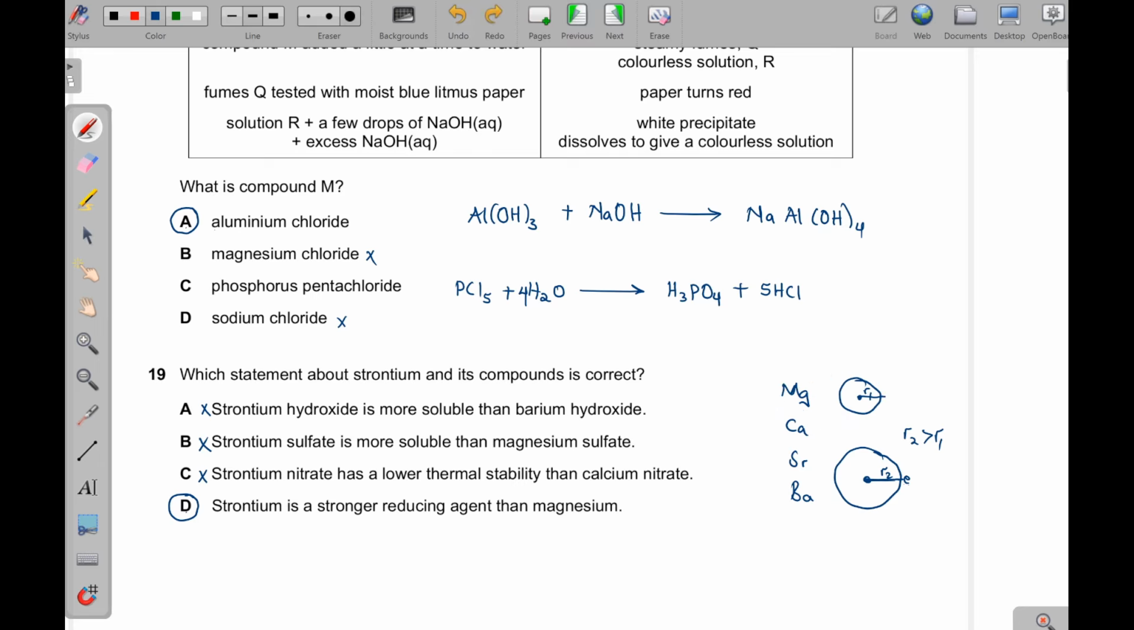Now because they are much more reactive and they react by losing electrons, to lose electrons you get oxidized. That means because you are oxidized, you are a reducing agent. A reducing agent is the one that donates electrons. It is the one that gives electrons. So therefore strontium is a stronger reducing agent compared to magnesium. You see that? All right.